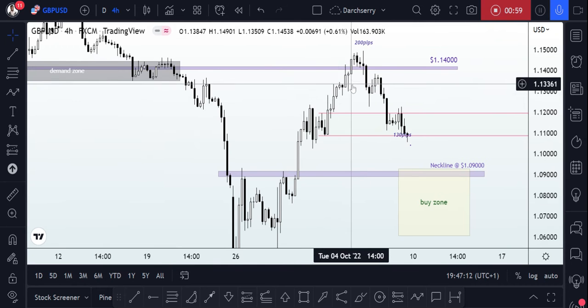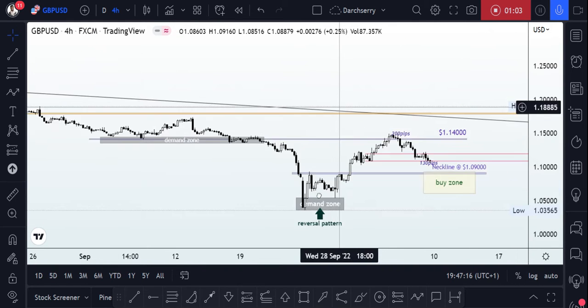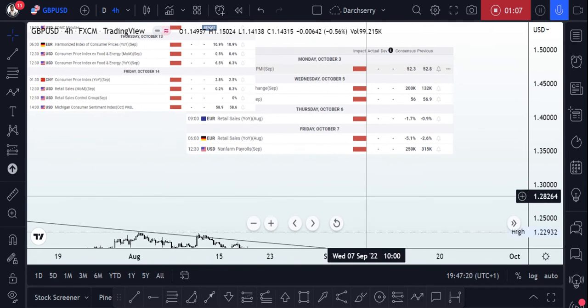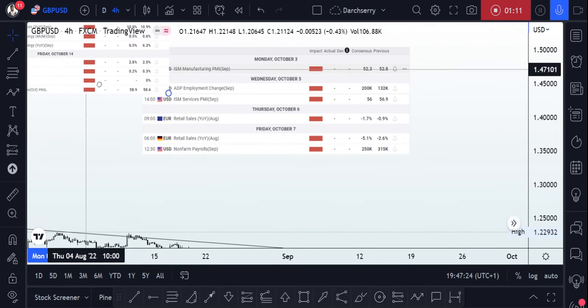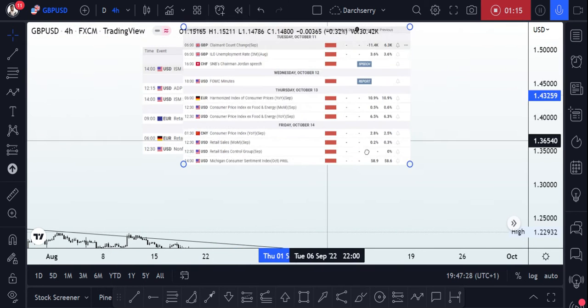So before I go into the full details of what my expectation is going to be like on the GBP USD for next week, I was able to spool out some events that are likely going to be driving price action in the coming week.